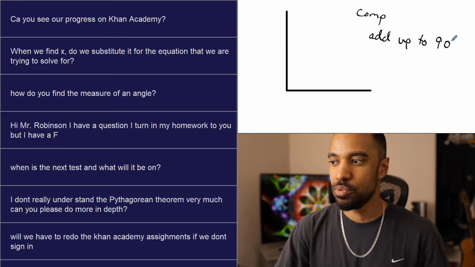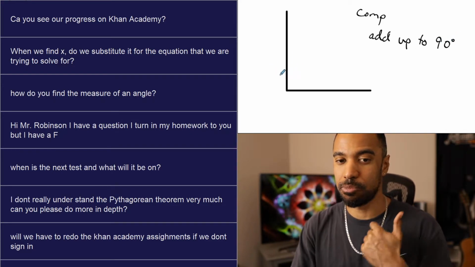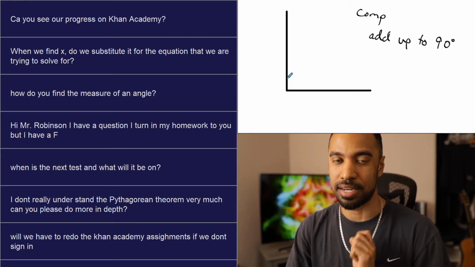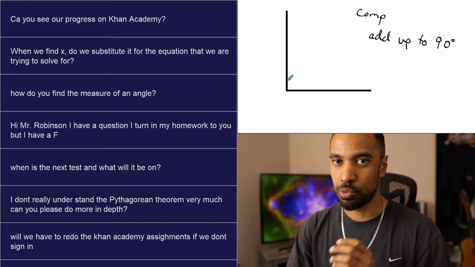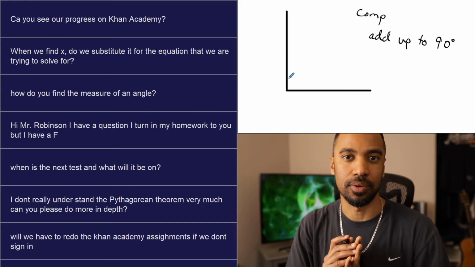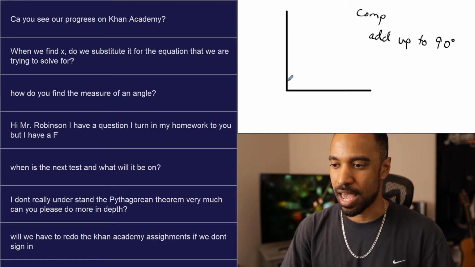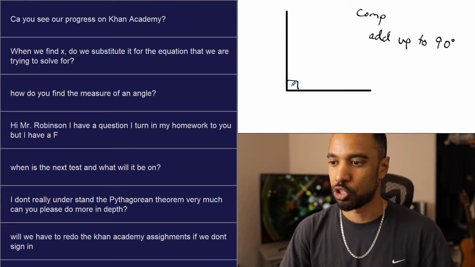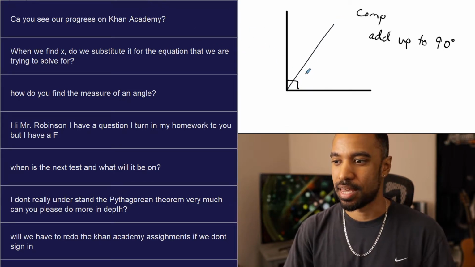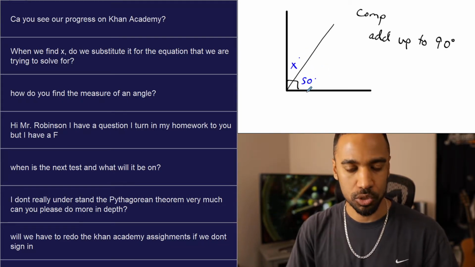Okay. Now, they do not have to be next to each other. They do not have to be adjacent and actually make a 90 degree angle to be complementary. They just have to add up to 90 degrees. But in this particular case, let's say I have a right angle right here, and I'll split it apart like that. And then I have one angle measure that's 50 degrees right here, and I don't know this one.